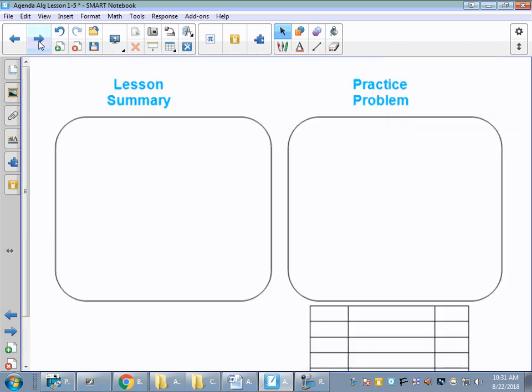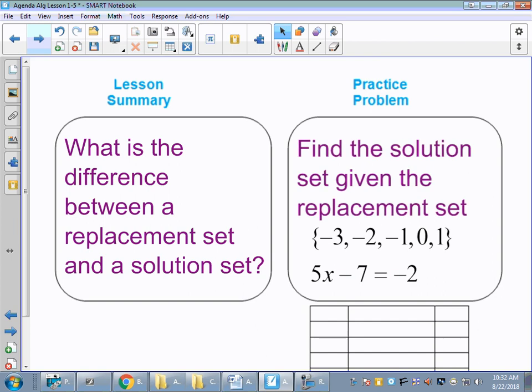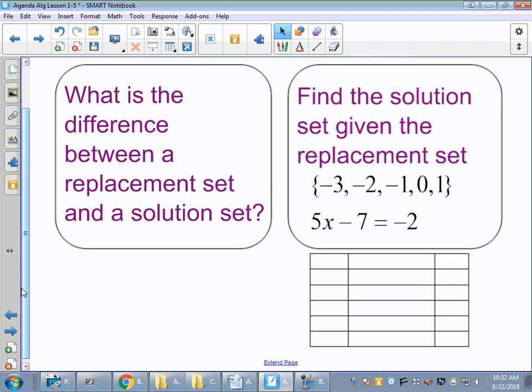Okay? Lesson summary, real short section today. What is the difference between a replacement set and a solution set? And then your practice problem here is you're finding the solution set given the replacement set. So they give you these numbers to plug into the x value. They give you a table down here. Figure those ones out for your practice problems.